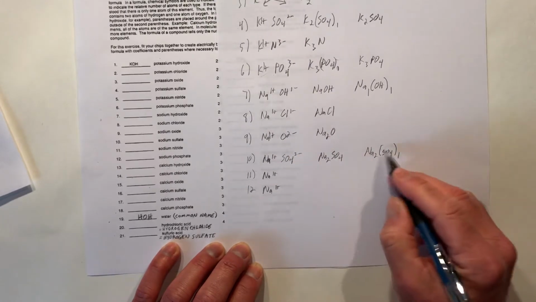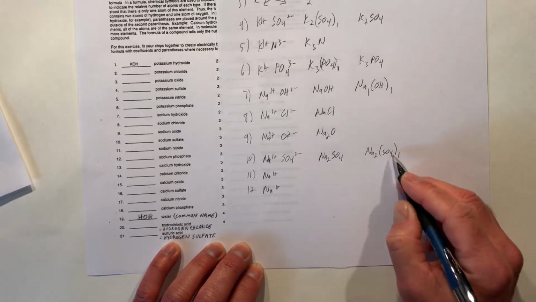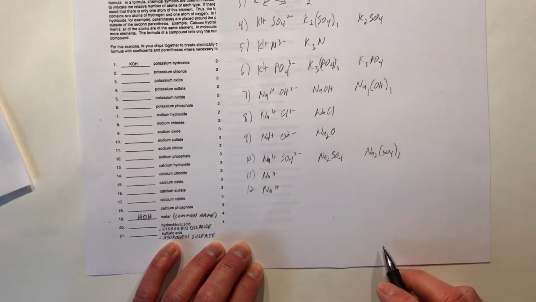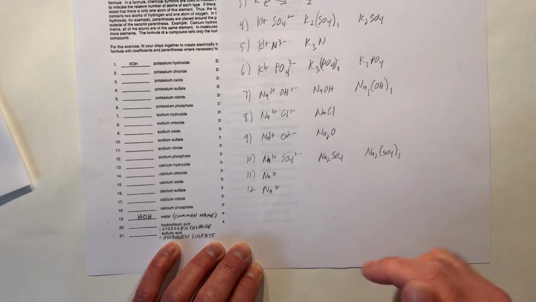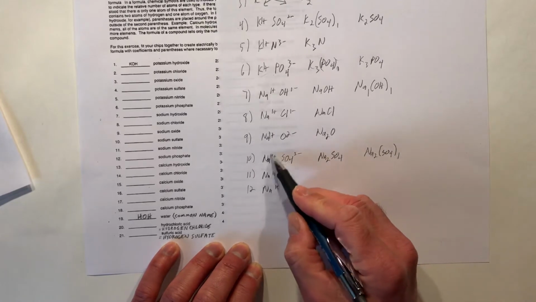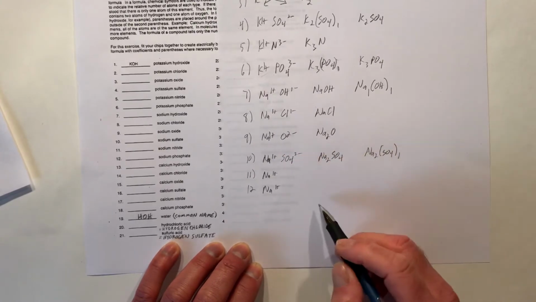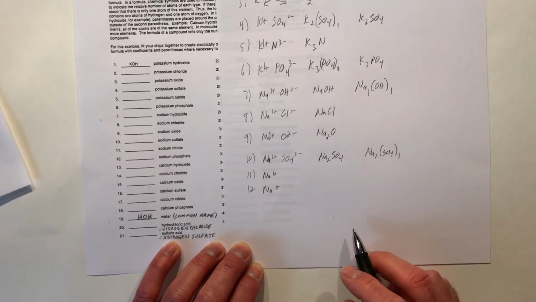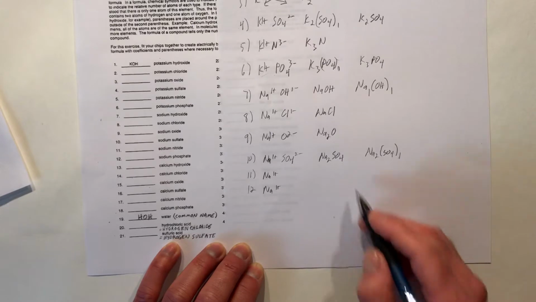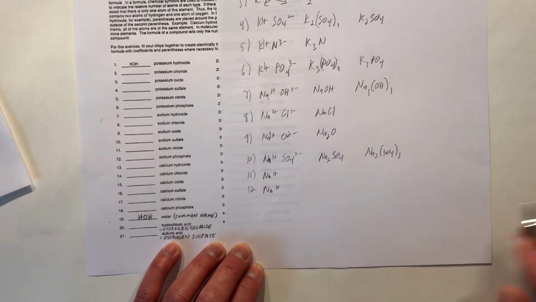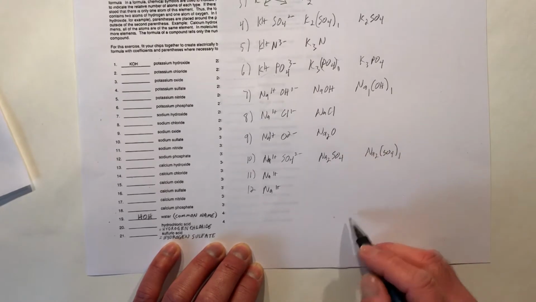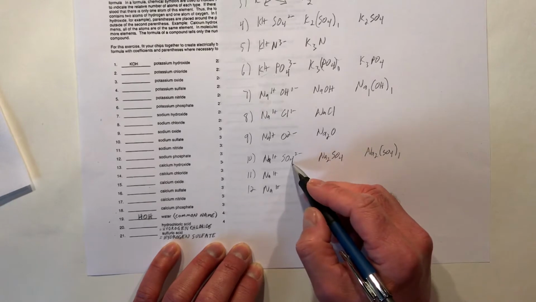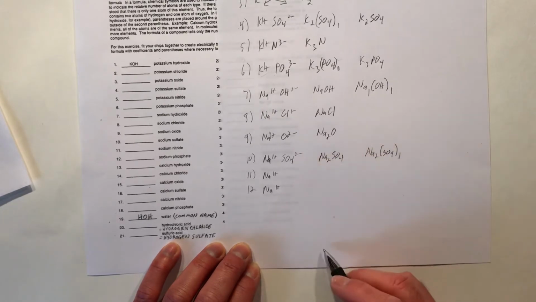But again, we typically don't use the 1 and we don't need the parentheses, so we just write it as Na2SO4. Remember, we can only reduce the numbers that we're crisscrossing. The 1 and the 2 don't reduce, so we don't bother doing anything with that. You can't reduce the 2 and the 4 because the 4 is part of what makes it sulfate. That has to stay there.